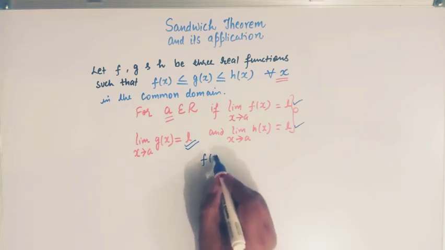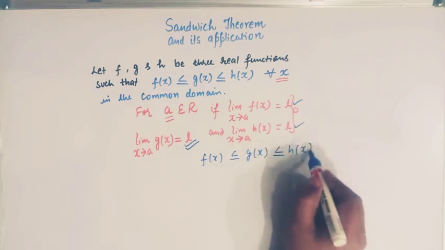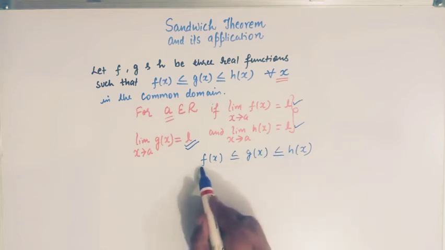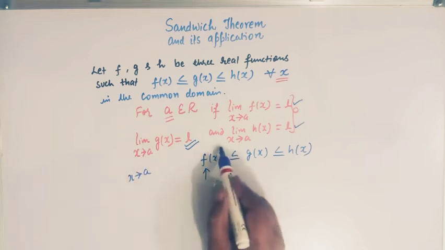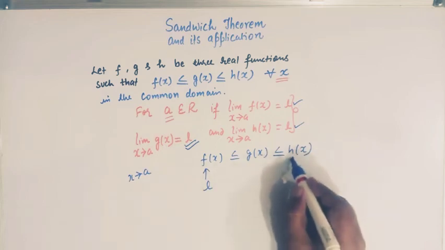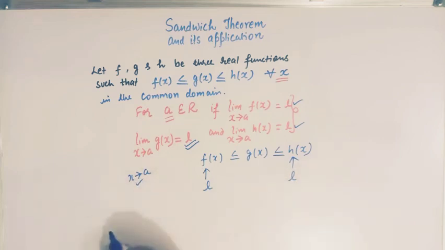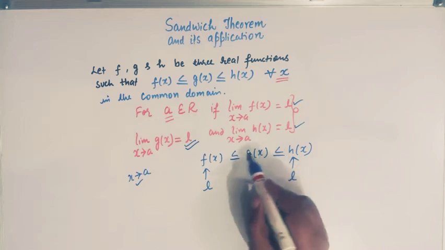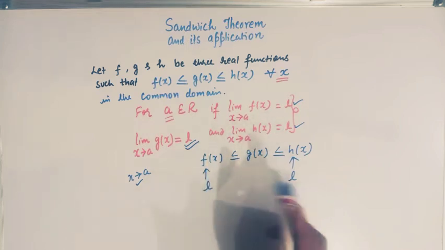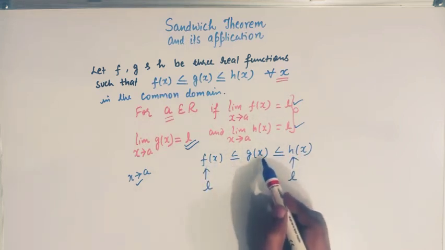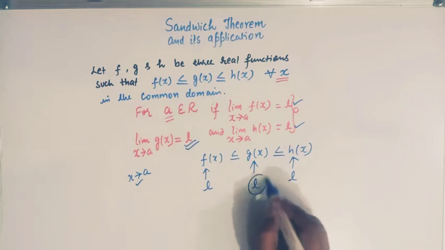So here we see that the function g is sandwiched between these two functions f and h, and if the limit when x tends to a of f of x is L, and the limit of this function h of x is also L when x tends to a, then this theorem says that the limit of the function which is sandwiched between these two functions, which is g of x, when x tends to a is also L, right?